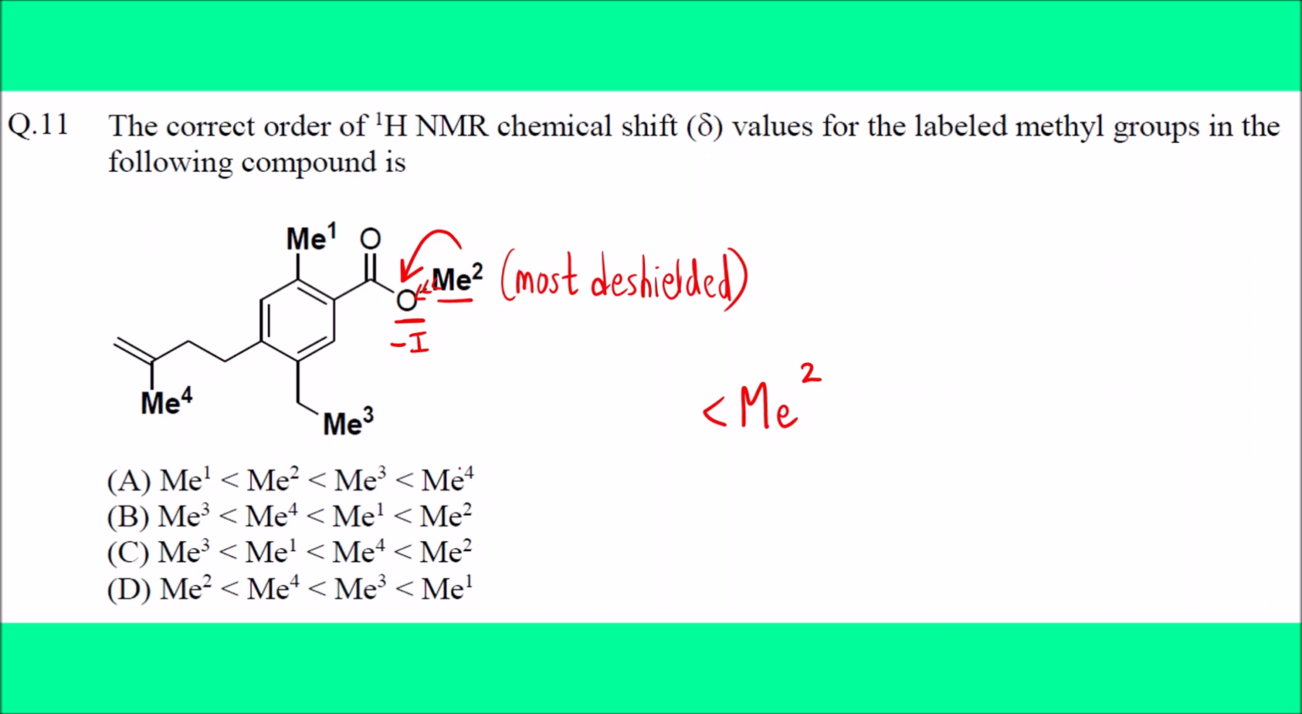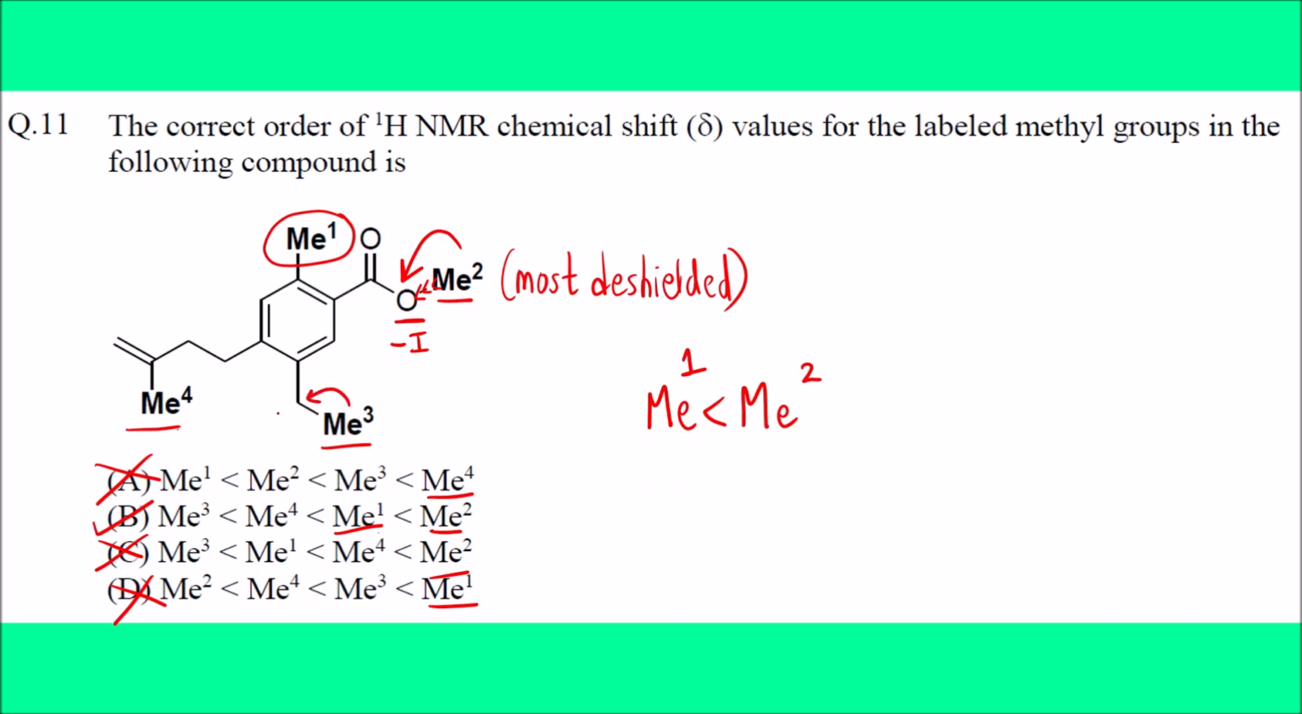So which could be the correct answer? Here Me4 is maximum, so A will be incorrect; Me1 maximum is also incorrect. So either B or C is the correct answer. Now after Me2, Me1 is closest to the ester group, the carbonyl group, so this will be the second most de-shielded group of protons, that is Me1. So Me2 then Me1, and C will be incorrect.